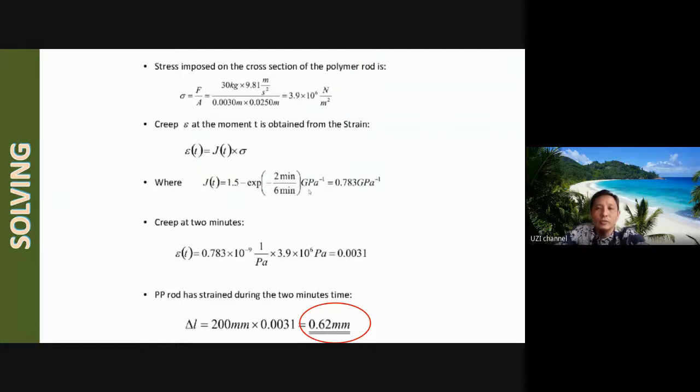So during this time, the change of length of the polypropylene becomes 200 initial, multiplied by the ratio of the strain like this. We can get the deformation change, which becomes 0.62 millimeter. So the creep that occurs on the polypropylene rod is this value.